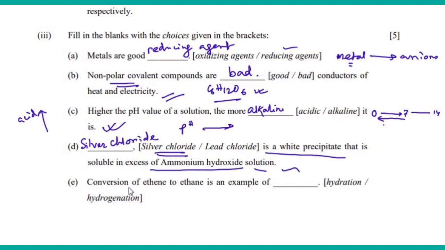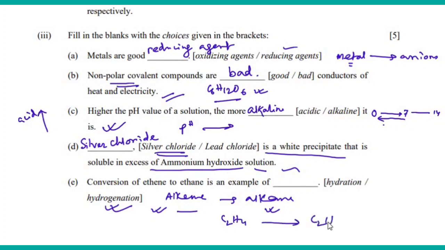Last question E. Conversion of ethene to ethane, that is alkene to alkane. Ethene is an example of alkene, that is unsaturation to saturation. Alkane, that is saturation, is an example of hydrogenation. Okay, such as C2H4 to C2H6. Here addition of H2 molecule, that is hydrogenation.